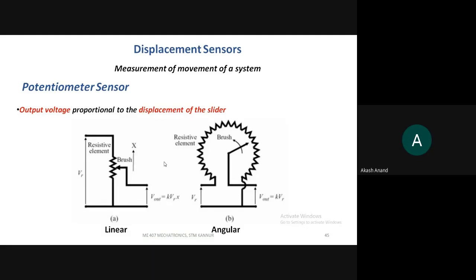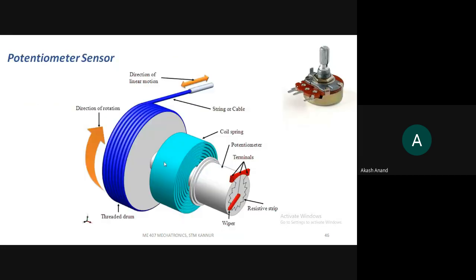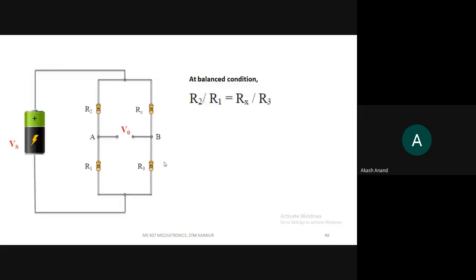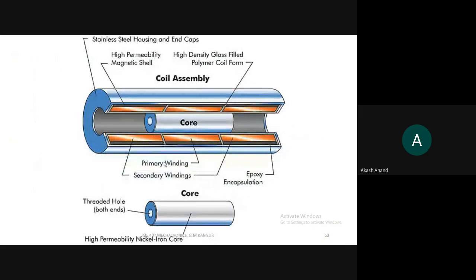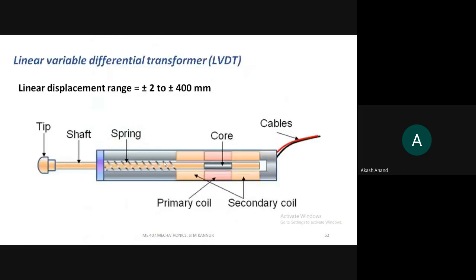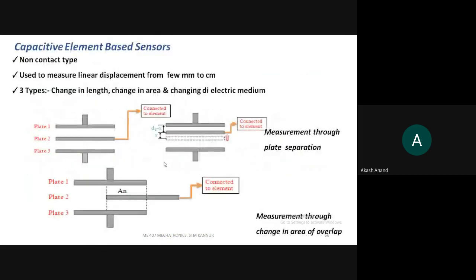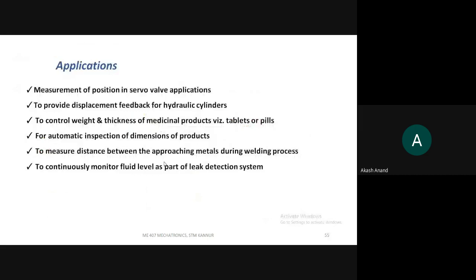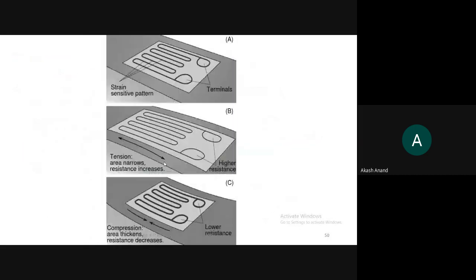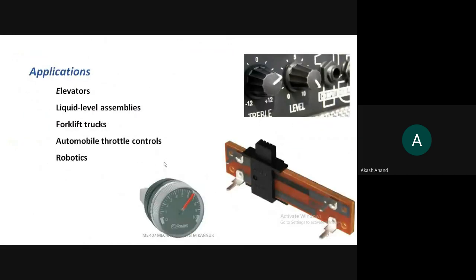It is displacement sensors, which are used to measure the movement of a system. There are different types of displacement sensors. They are potentiometer sensor, strain gauges, LVDT, that is a linear variable differential transformer, and capacitive element based sensors. These are the four types of displacement sensor that we are going to discuss today.